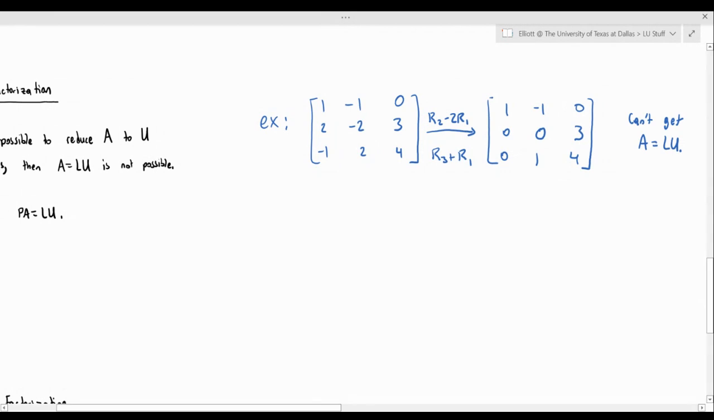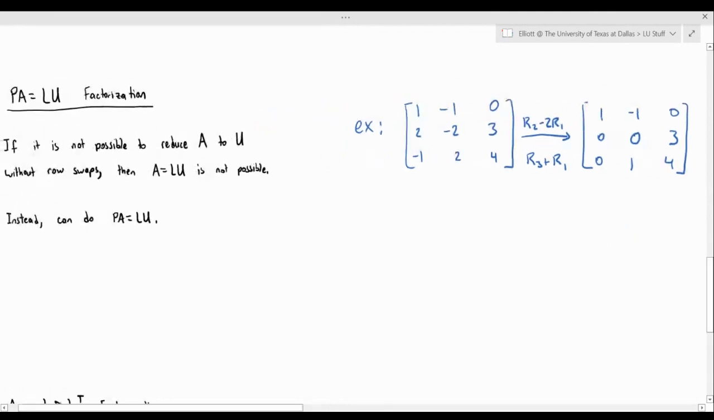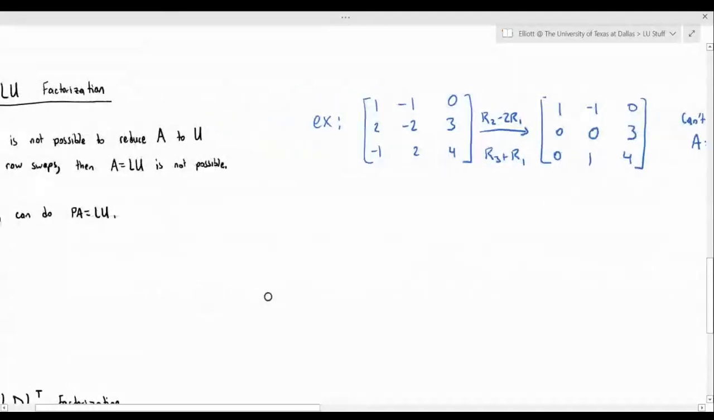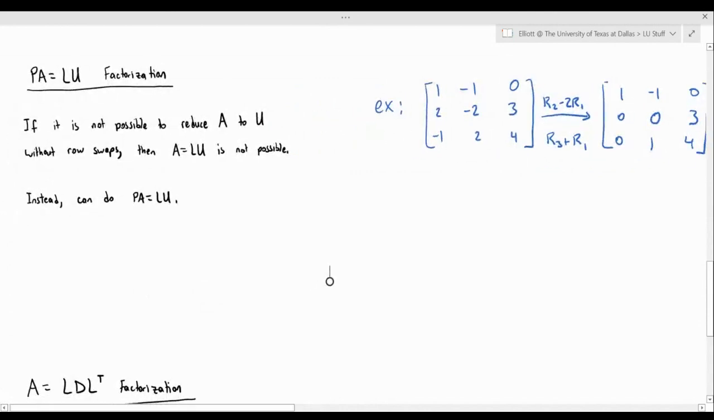Now, however, you can notice that if you just swapped row 2 and row 3, you would end up with an upper triangular matrix. However, that row swap affects things so that you no longer have an LU factorization, okay? So to get the PA equals LU factorization, what you need to do is perform your necessary row swaps first, before you do any elimination, okay?